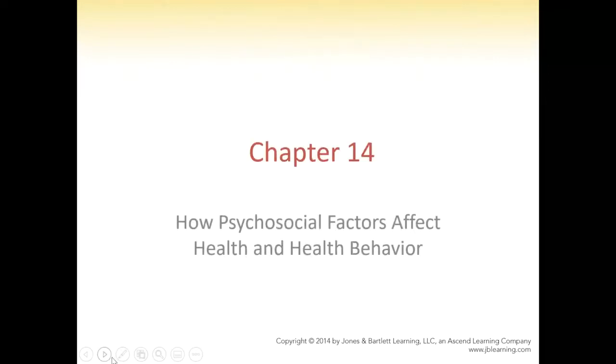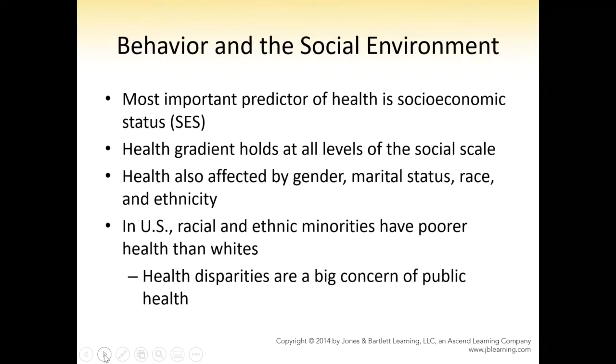All right, this brings us to chapter 14. We're talking in this chapter about psychosocial factors, how it affects health and health behavior. When we look at behavioral and the social environment, the most important predictor of health is socioeconomic status, which is also shortened to SES. There are health gradients at all levels of the social scale. In addition, health is affected by gender, marital status, race, and ethnicity.